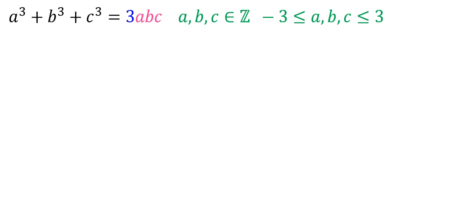A cubed plus B cubed plus C cubed equals 3ABC, where A, B, C are integers from -3 to 3. So let's solve this problem.